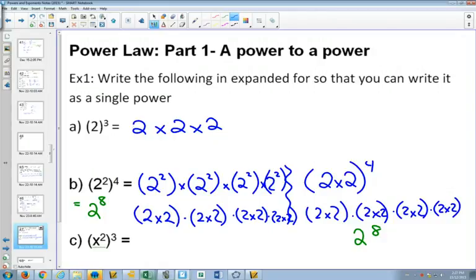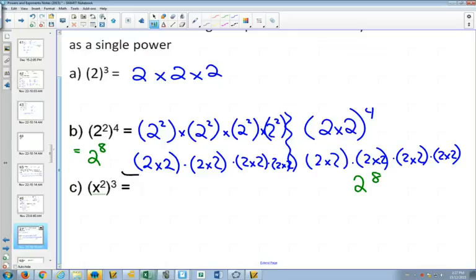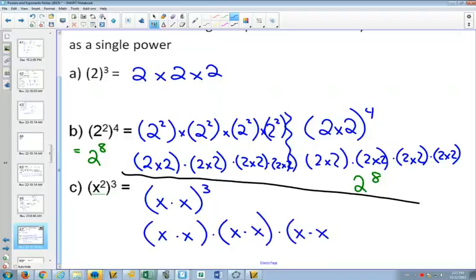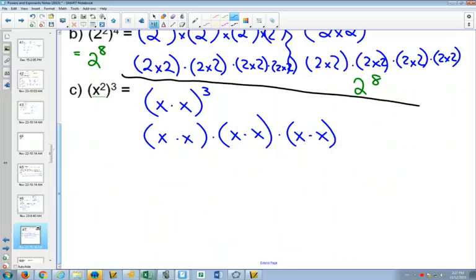What's going to happen with my x's? Which exponent would you like to talk about first, the 3 or the 2? The 2. So that would mean I have x times x cubed. Then if I talk about my exponent of 3, that means I have x times x once, x times x twice, and then x times x a third time. How many x's is that? 6 of them.